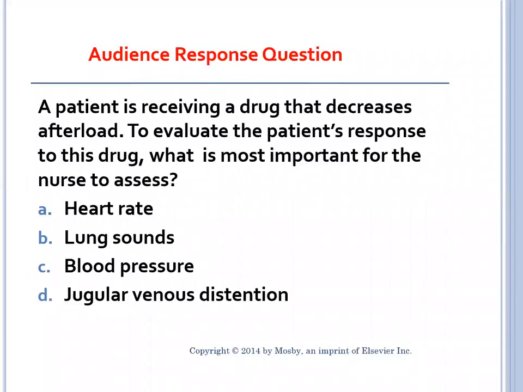So a patient is receiving a drug that decreases afterload. To evaluate the patient's response to this drug, what is most important for the nurse to assess? And the answer would be C, blood pressure.